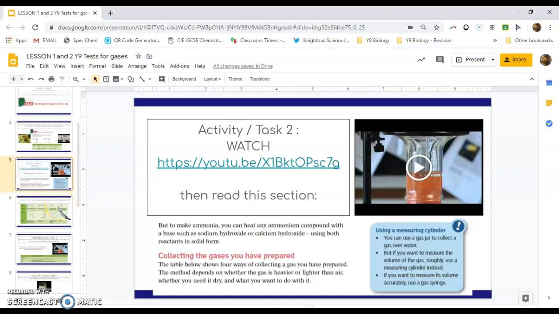That's going to be quite important later on in the lesson. So you should see that the ammonia is produced by heating a compound with a base such as sodium hydroxide. Calcium hydroxide also works. They generate the ammonia and then they test the ammonia as well. I believe that the ammonia is dried during the process to remove water.